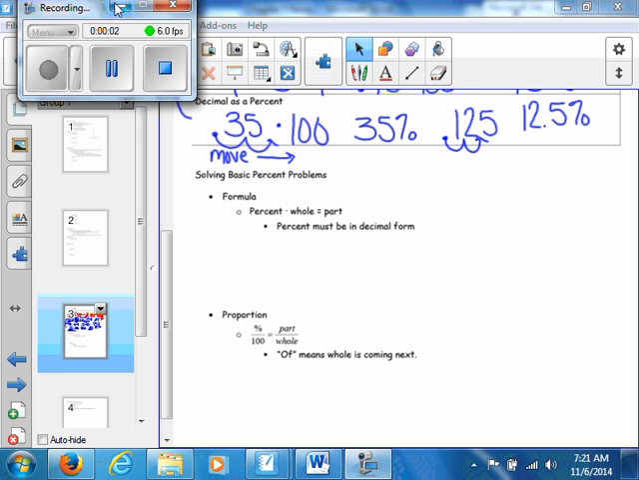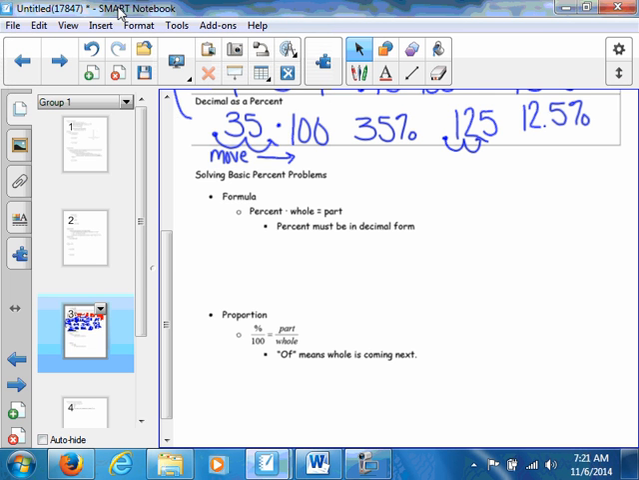Okay, we're moving on to Chapter 8, Lesson 2. It's solving basic percentage sentences. On page 534, they give you a nice little chart of how to work with an equation. We're going to do two different things here. We're going to work with an equation, and we're also going to work with proportions. And I'll do both methods for you.